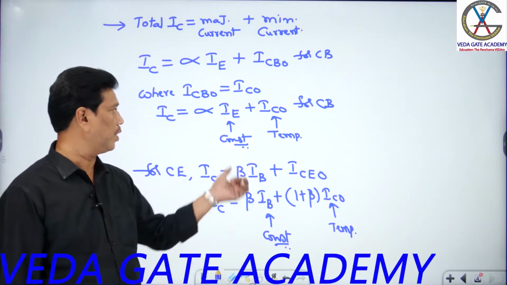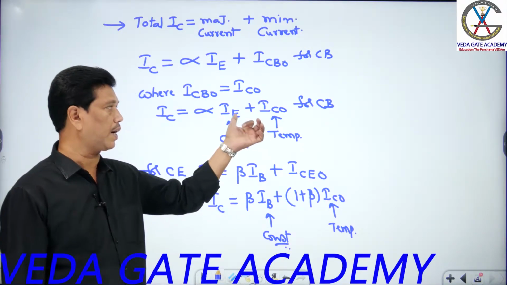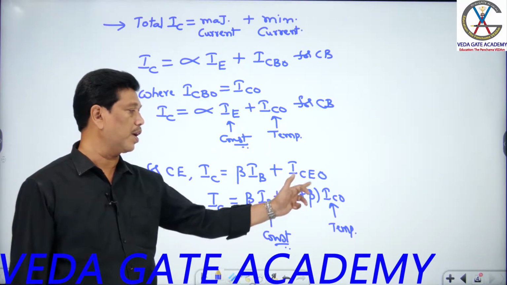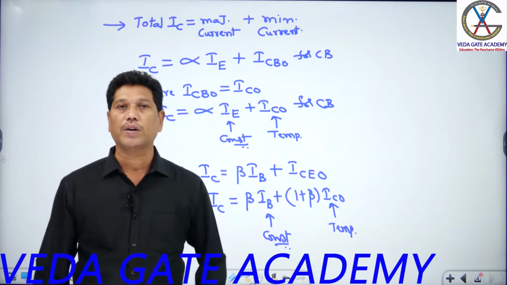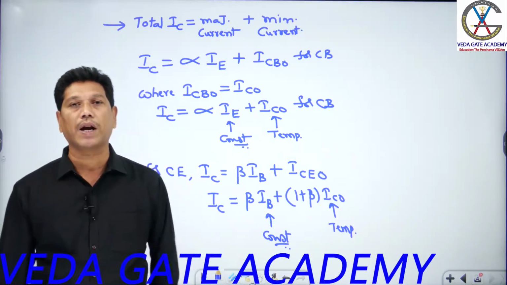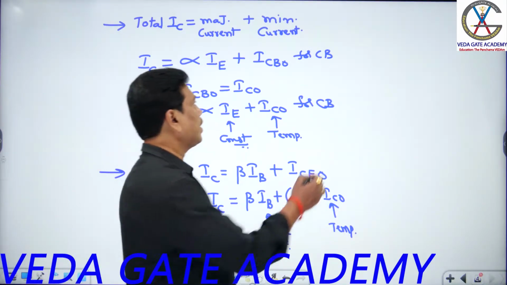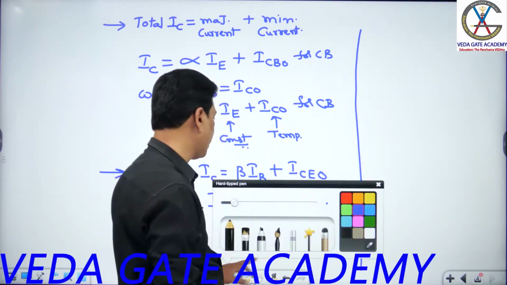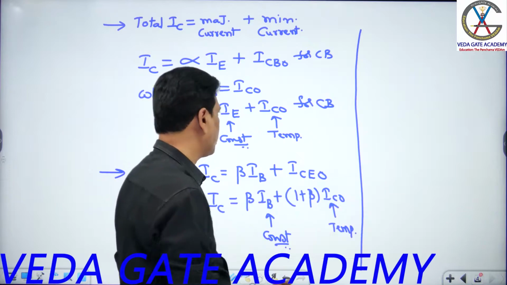Okay. So this is the expression for collector current for common base and common emitter. In a common collector circuit, the same minority current can flow, right? CE and CC almost have the same minority current, students. Okay. And what is the relation between these two minority currents, you see? Check out the relation between these two minority currents, students.